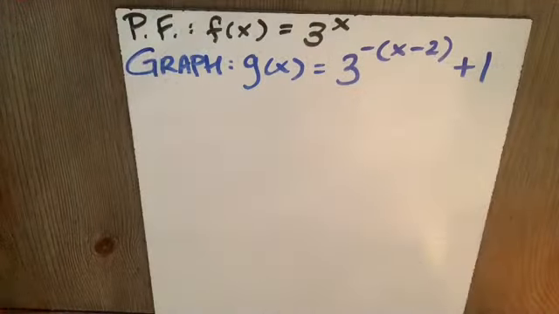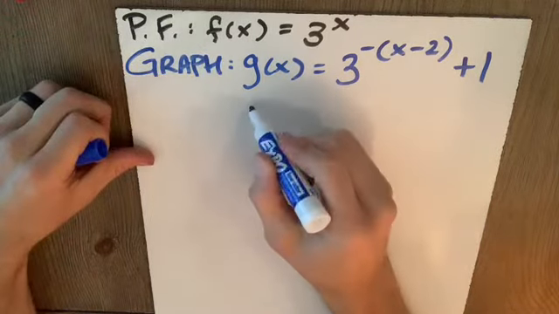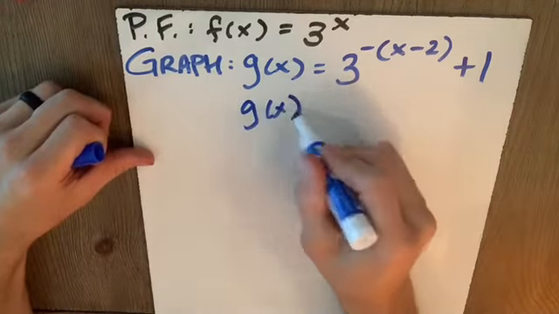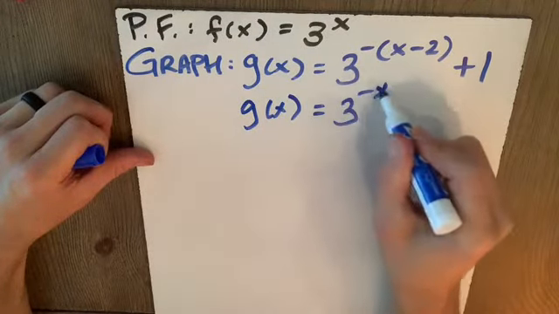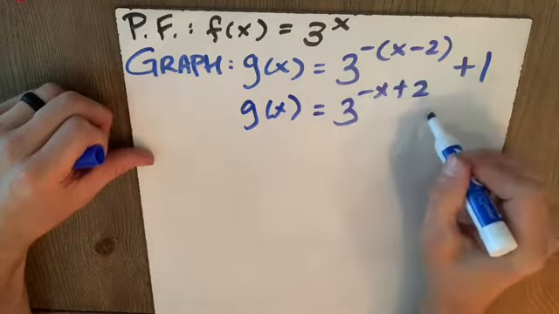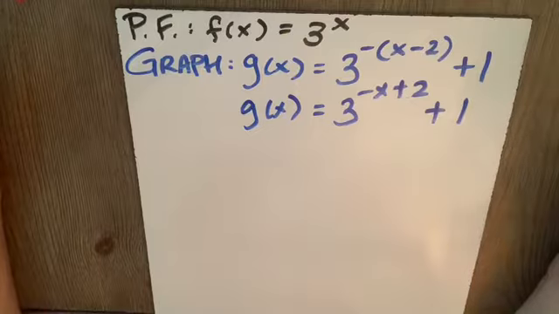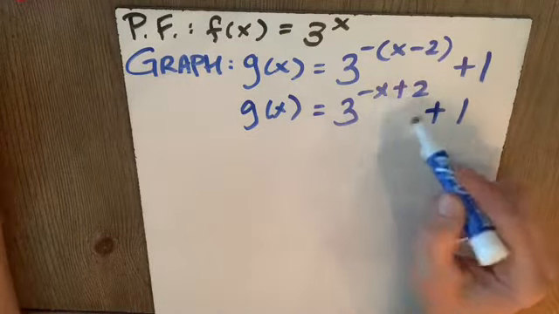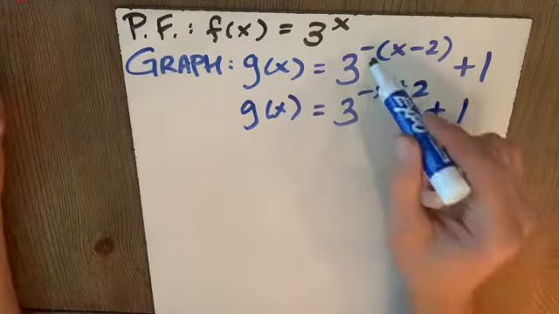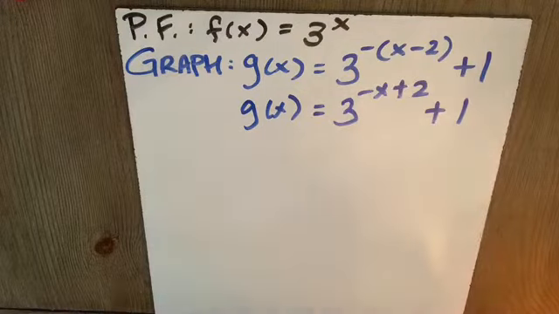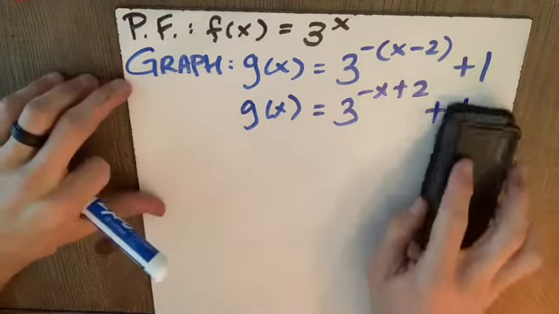All right, one more like this. f of x equals 3 to the x. Now graph g of x equals 3 to the negative (x minus 2) plus 1. Perhaps I was given this, g of x equals 3 to the negative x plus 2 plus 1. Notice what I would do. I would factor out that negative, and these two are equivalent there. But if I factor out the negative, it's a little bit easier for me to see the transformations.